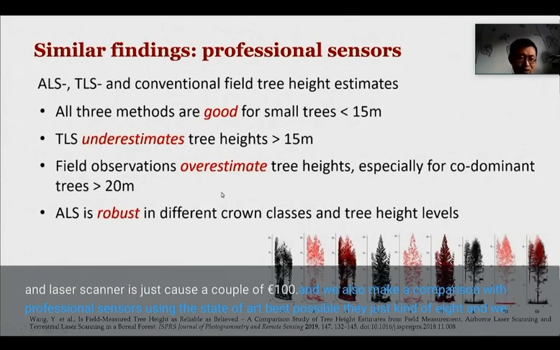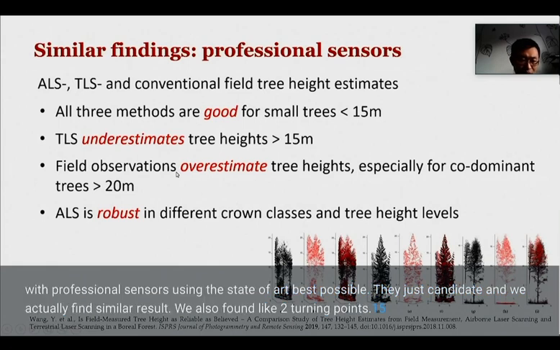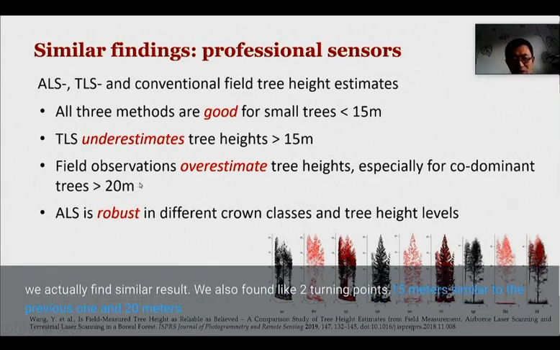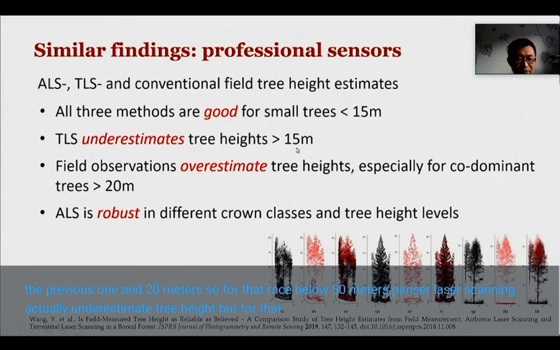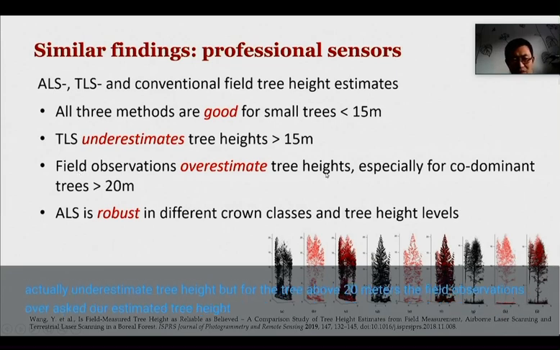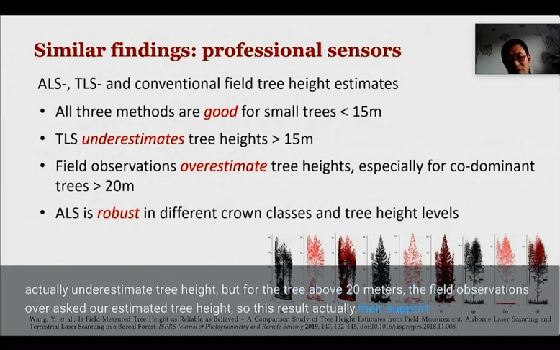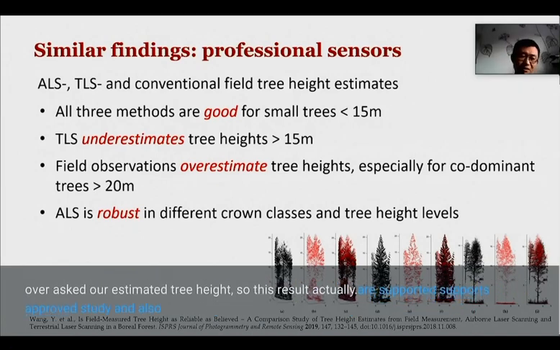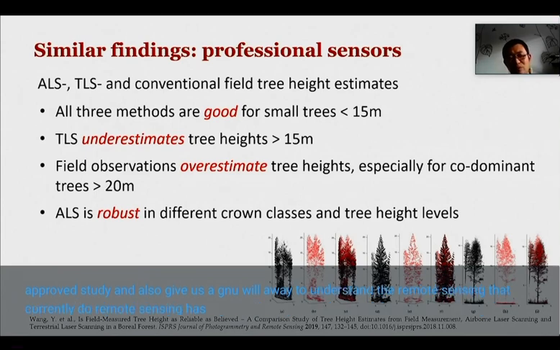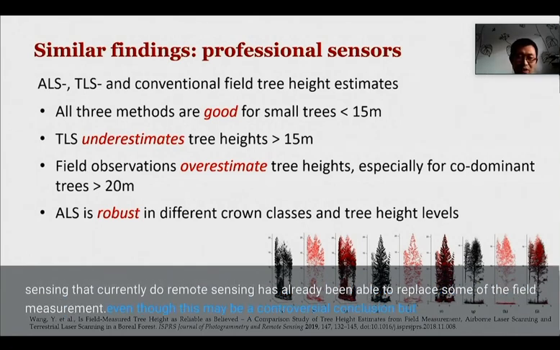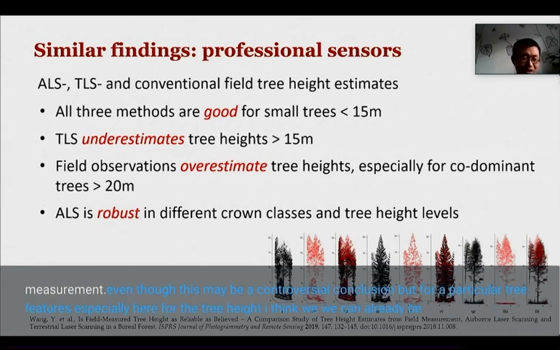We also found two turning points, 15 meters, similar to the previous one, and 20 meters. For trees below 15 meters, terrestrial laser scanning actually underestimates the tree height. But for trees above 20 meters, the field observations actually overestimate the tree height. So this result supports the previous study and also gives us a new way to understand remote sensing: currently, remote sensing has already been able to replace some of the field measurement. Even though this may be a controversial conclusion, for particular tree features, especially tree height, I think we can already draw this conclusion.